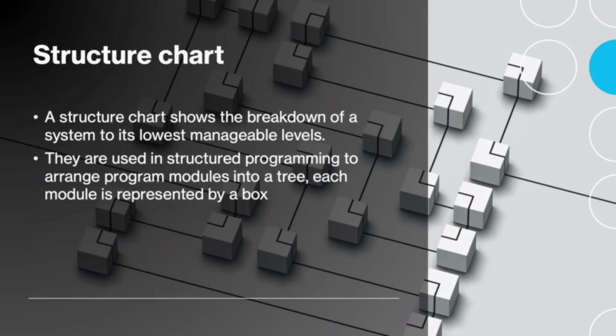A structure chart shows the breakdown of a system to its lowest manageable levels. They are used in structured programming to arrange program modules into a tree. Each module is represented by a box. It shows the basic outline of a program.